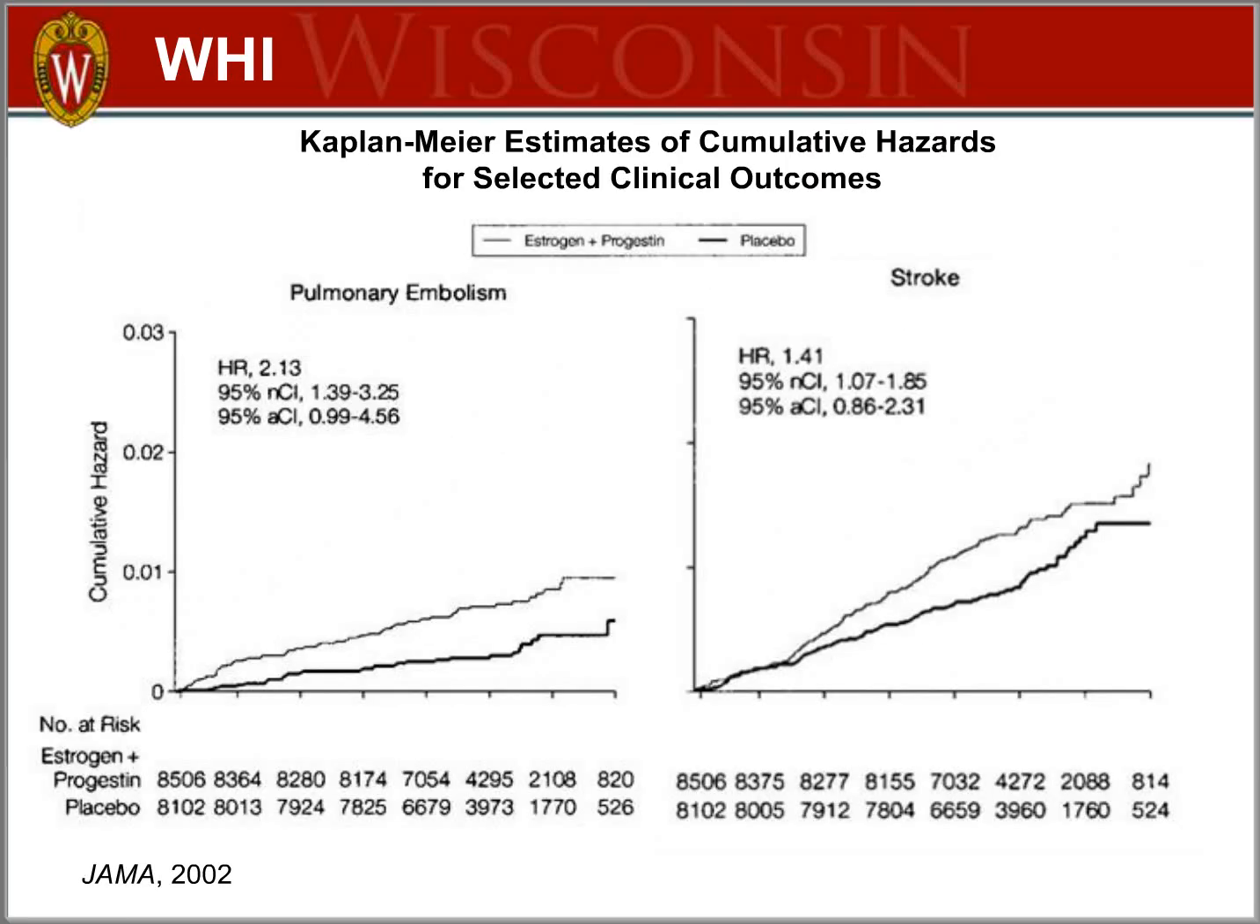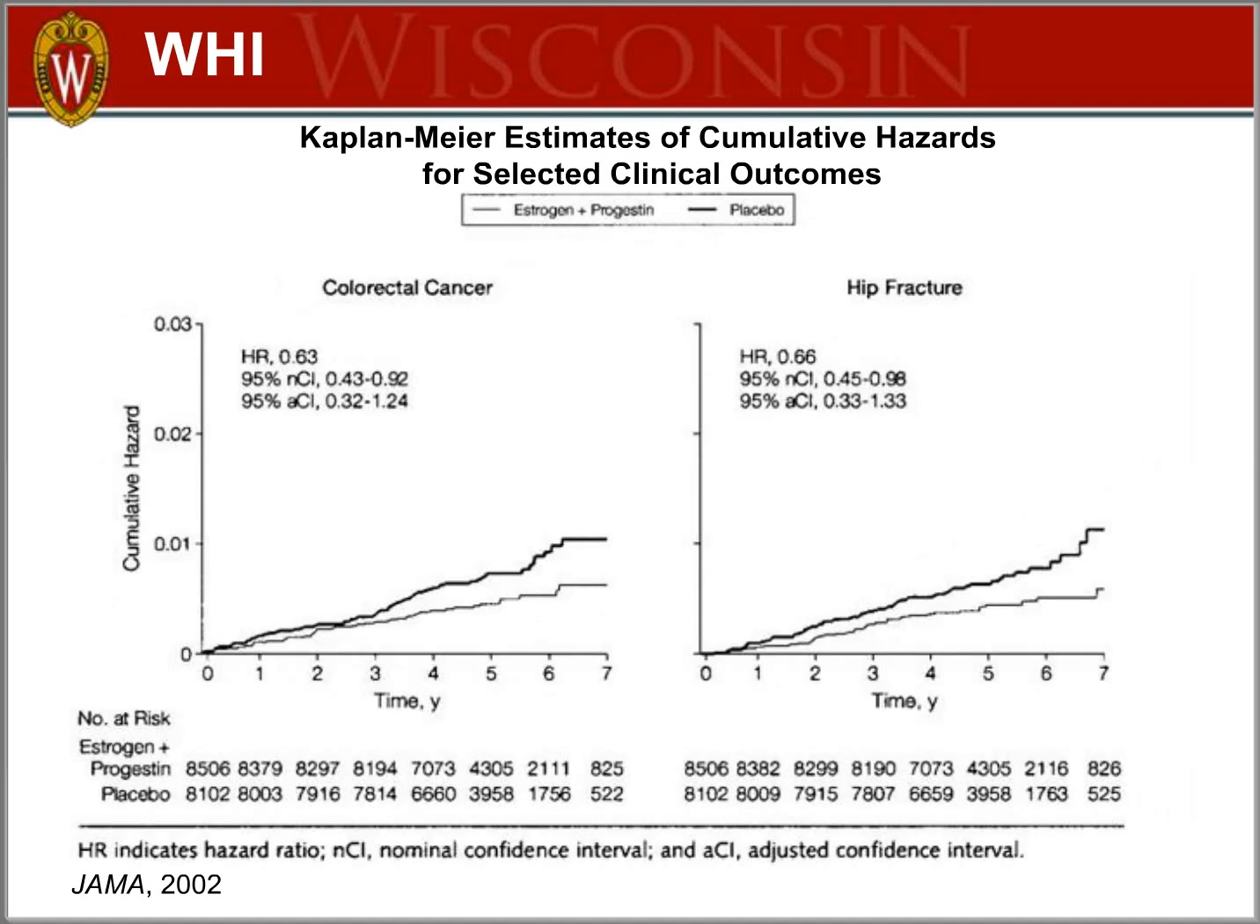Pulmonary embolism, one of the indices of clotting problems, was also increased for women on HRT. In fact, the hazard ratio was 2.13, over a doubling in the incidence. Stroke, another indication of clotting, was increased by 41%. Colorectal cancer, on the other hand, to some surprise, was reduced. In fact, the incidence is 63% of the control rate, a reduction of 37%.